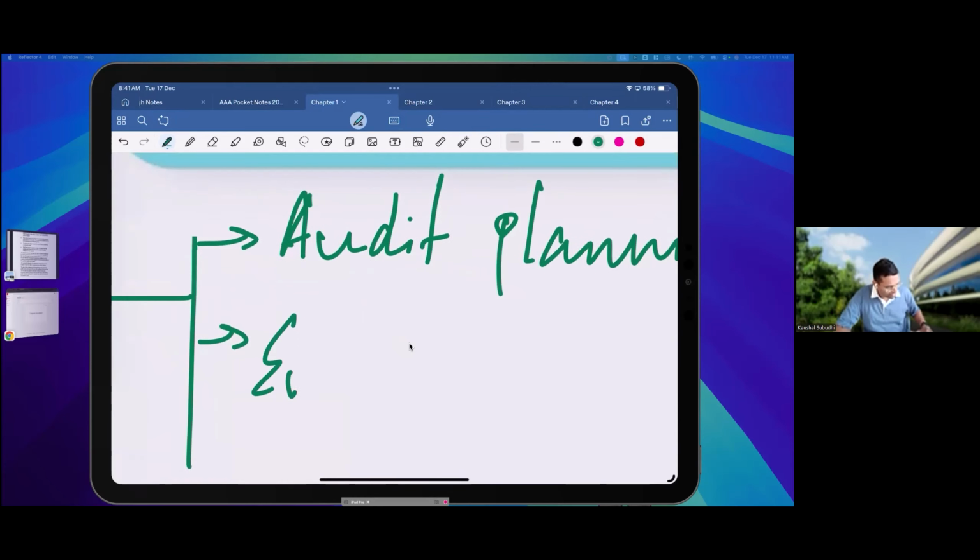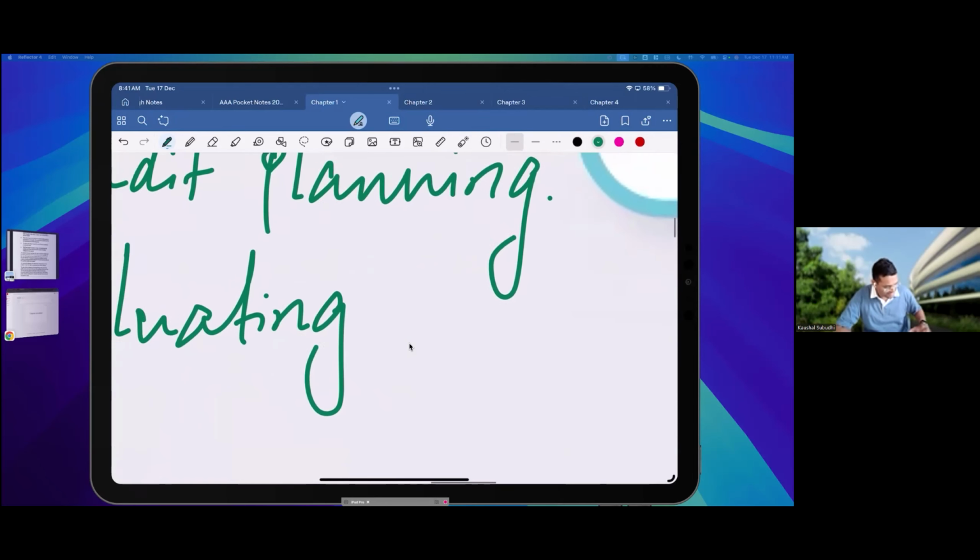So the next important thing would be evaluating the IC.